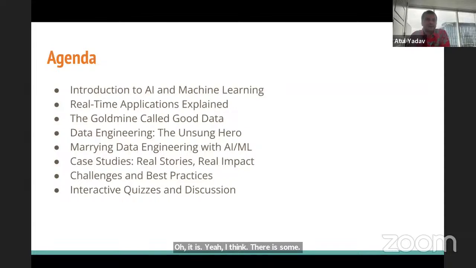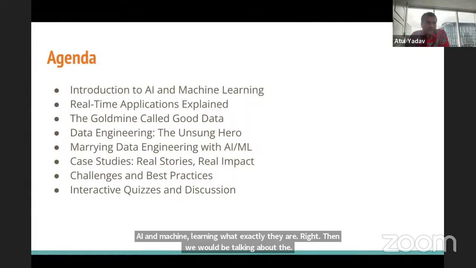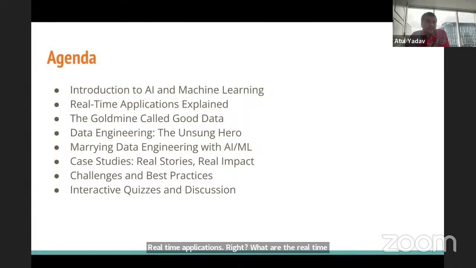In today's agenda, we will be introducing AI and machine learning, what exactly they are. Then we'll talk about real-time applications, and the different types of real-time applications. Then we'll discuss the importance of data, how data plays an important role in developing machine learning and AI models, and what data engineering is.